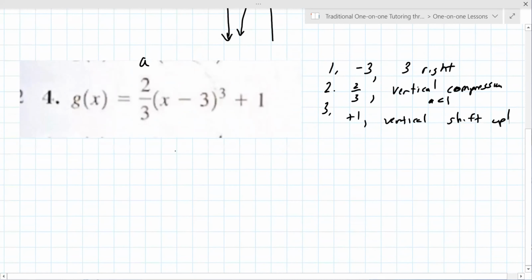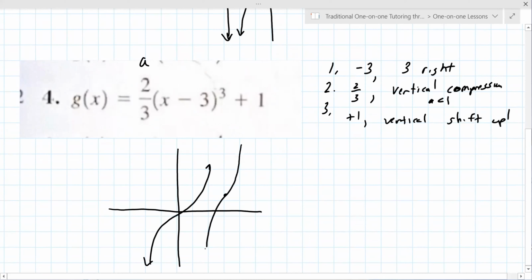So again, we can do a rough sketch here. The parent function looks like this. Because we're not trying to be that precise, it's right 3 and up 1, and then it's compressed. It's hard to show the compression, but it's something like that.